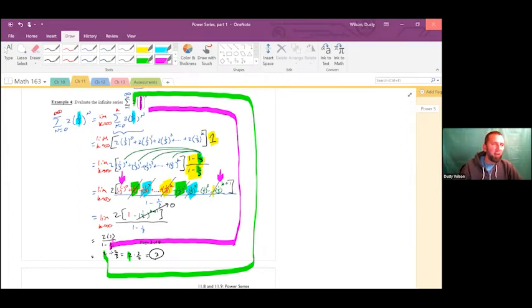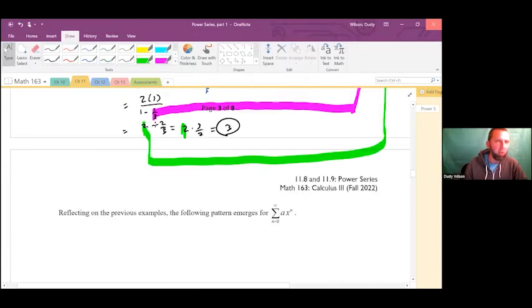There's an example of evaluating an infinite series. This is actually a topic that you'll see in the next class, but we're using it because it gives us a pretty direct jumping off point to our power series. So let's reflect on this previous example.